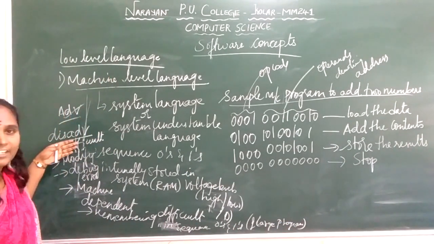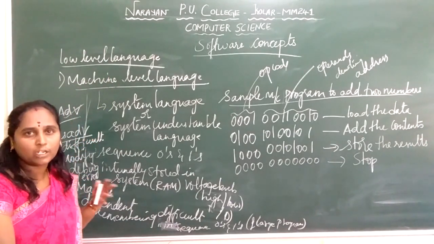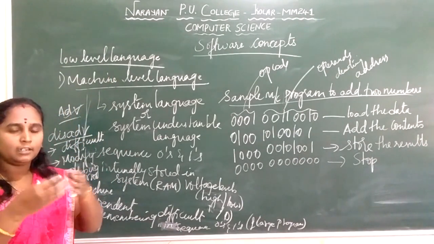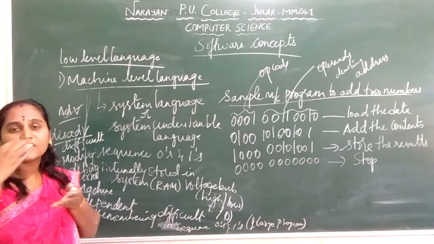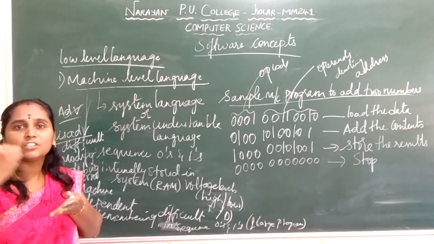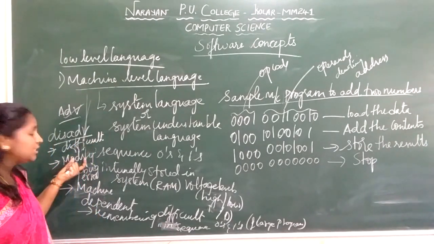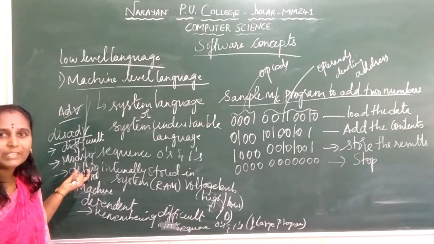When you go for the disadvantages, it is very difficult to program. If I want to program a simple program, okay. But if you want to program a complex or a little wider program, the programmer should remember the sequences of zeros and ones for each and every instruction. That is very difficult to program, it is difficult to modify, and it is very difficult to debug and find out the errors.